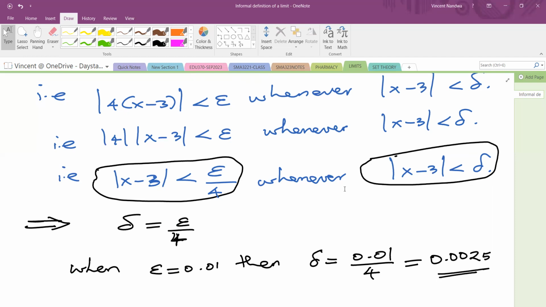So in the next session, we'll be discussing different methods of evaluating limits when we have some given arbitrary functions f of x.